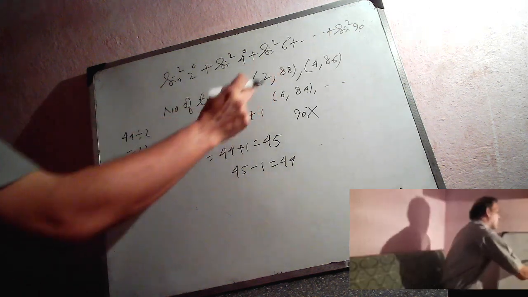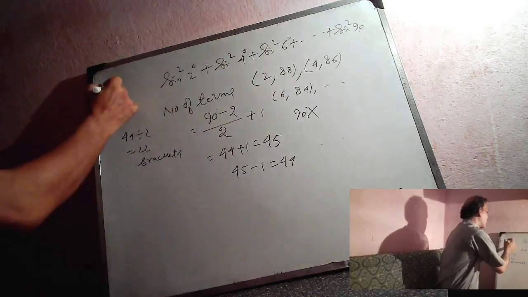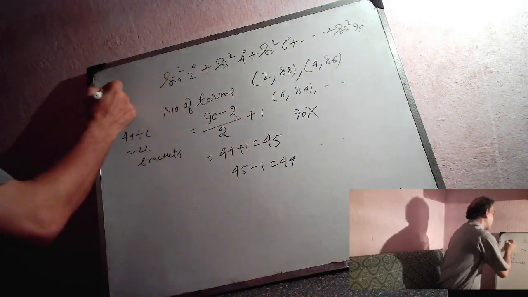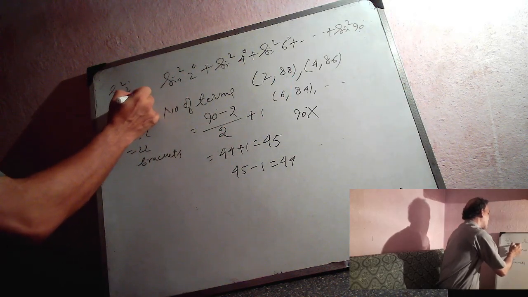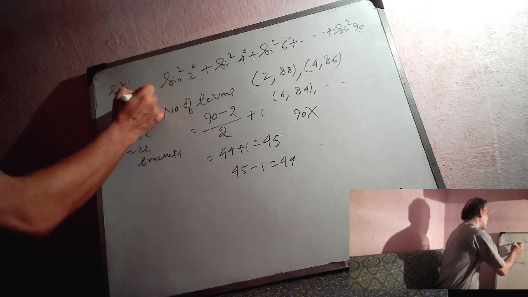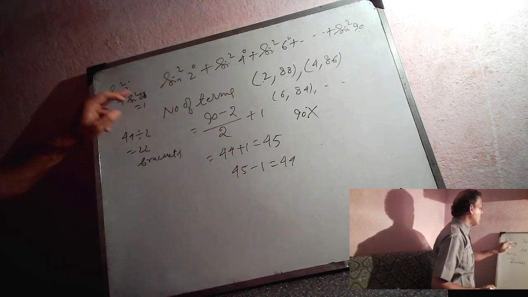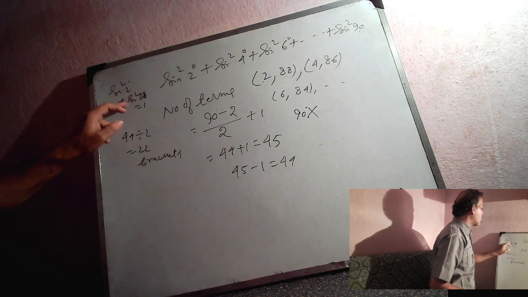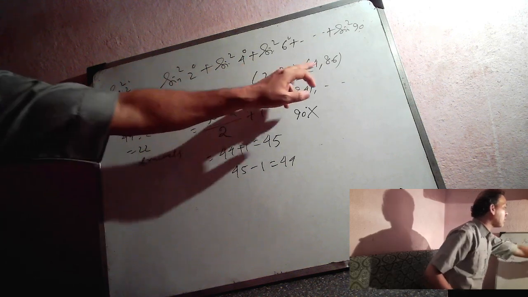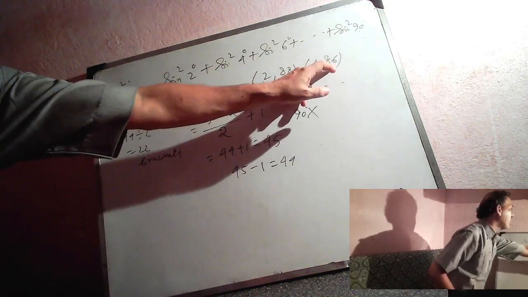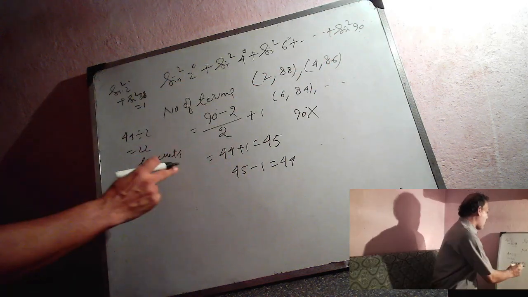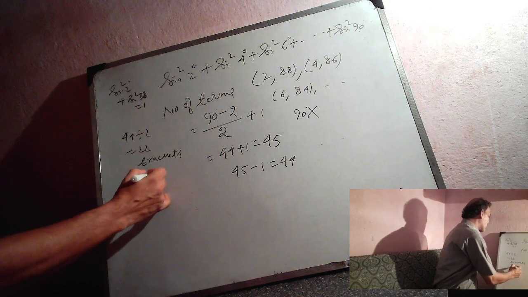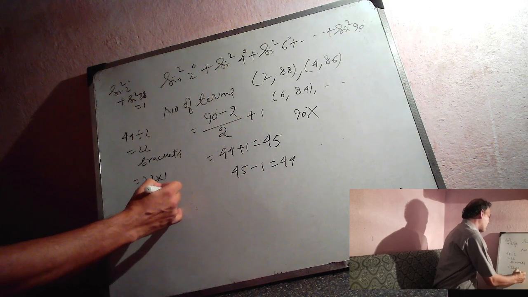The value of each bracket is 1 by this rule. Sin square 2 degree plus sin square 88 degree equal to 1. Why? 88 plus 2, 90 degree. Similarly, sin square 4 plus sin square 86, 86 plus 4, 90. It is also 1. So the value of each bracket is 1. There are 22 brackets. So the value will be 22.